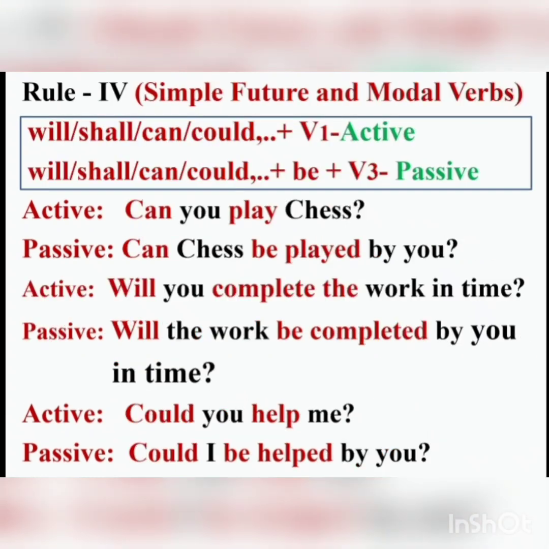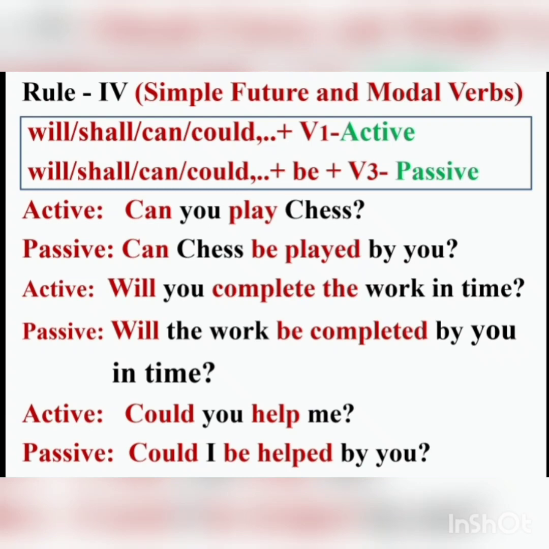Now we shall move on to simple future. Here, when we say simple future, we will be using modal auxiliary verbs. The verb form is will, shall, can, could plus verb 1 in the active form. Will, shall, can, could, even other modal auxiliaries can also be added, plus be plus past participle in the passive form. For example, can you play chess?